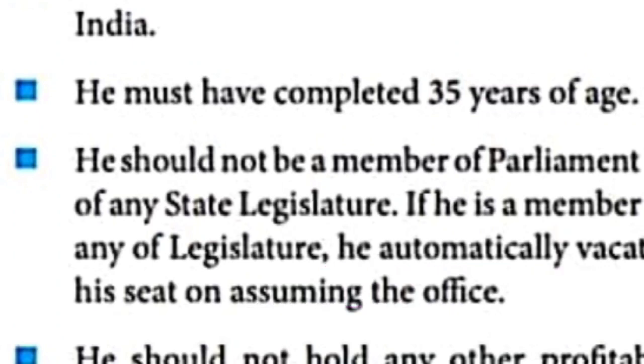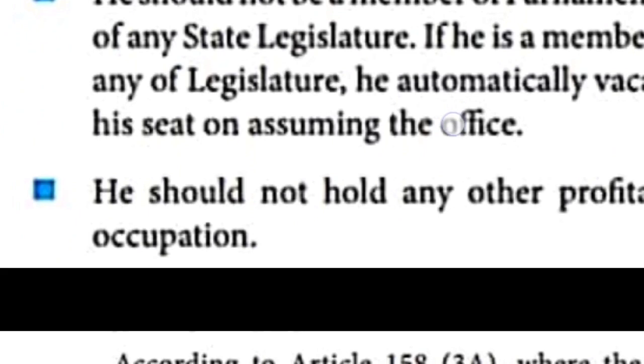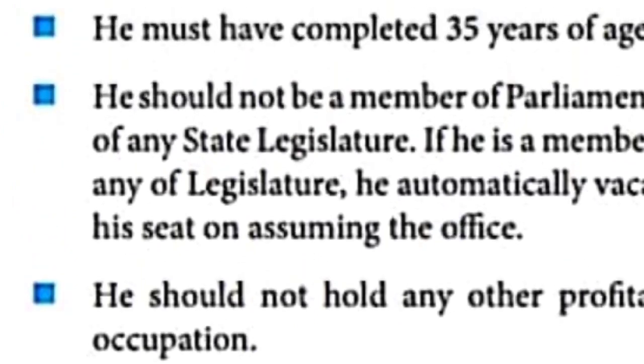The next point is that he should not hold any other profitable occupation. He should not have any partnership. He should not hold any office or any other profitable occupation. So these are the qualifications, given clearly in Articles 157 and 158 of the Constitution.